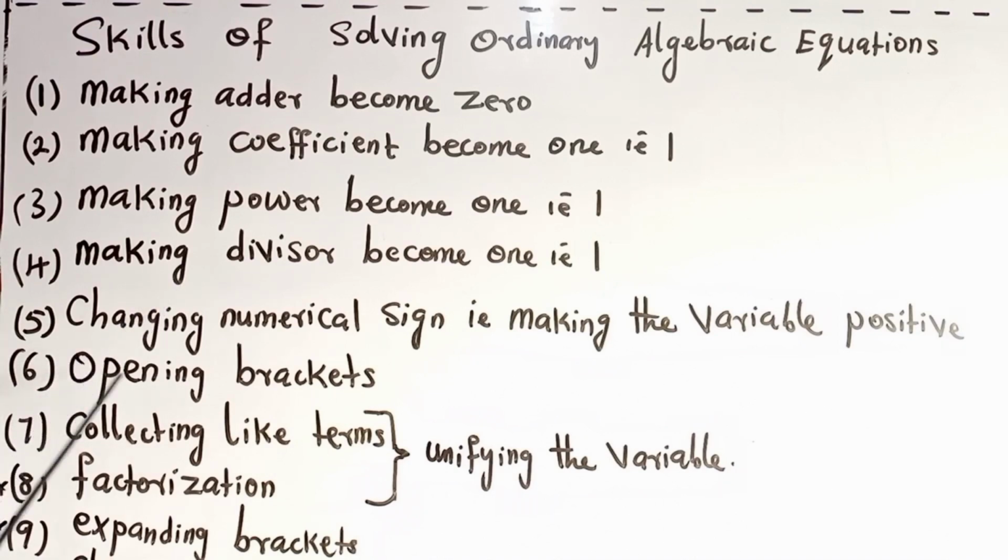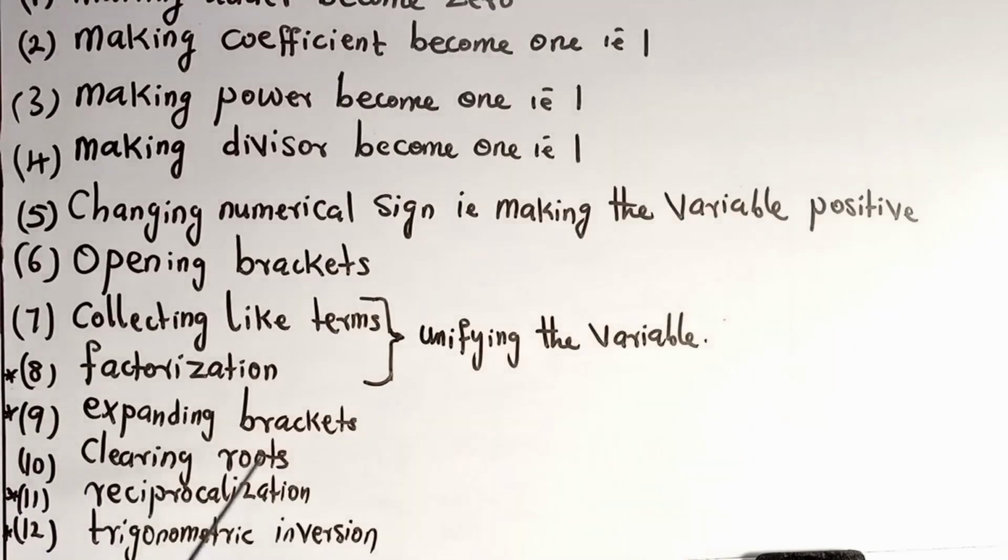Number 6, opening brackets. Number 7, collecting like terms. Number 8, factorization. Together, skill number 7 and skill number 8 could be called unifying the variable. In the course of time, you will see why the two together are called this. Number 9, expanding brackets. Number 10, clearing roots. Number 11, reciprocalization. And number 12, trigonometric inversion.